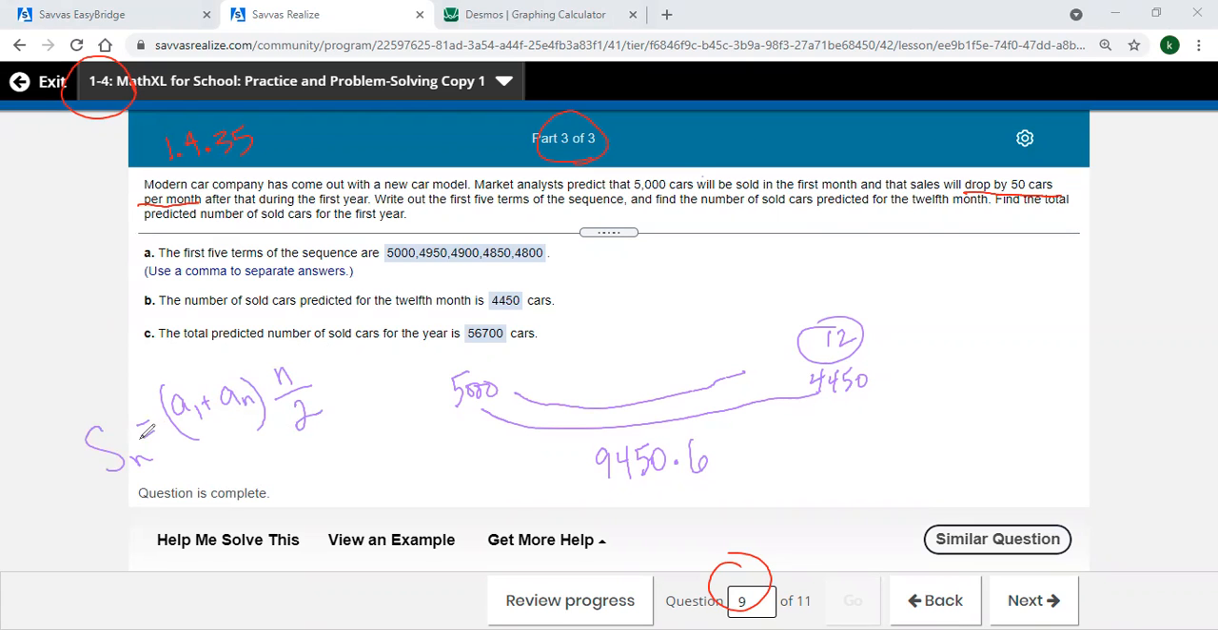So if you get stuck, don't forget on the bottom of the pages, you always have the help me solve this right down here. And you've got an example, view an example. You can get extra help from that. And then there's other options listed here, like the book as well, that you can use if you get stumped. Whatever you do, don't give up. You can do it.